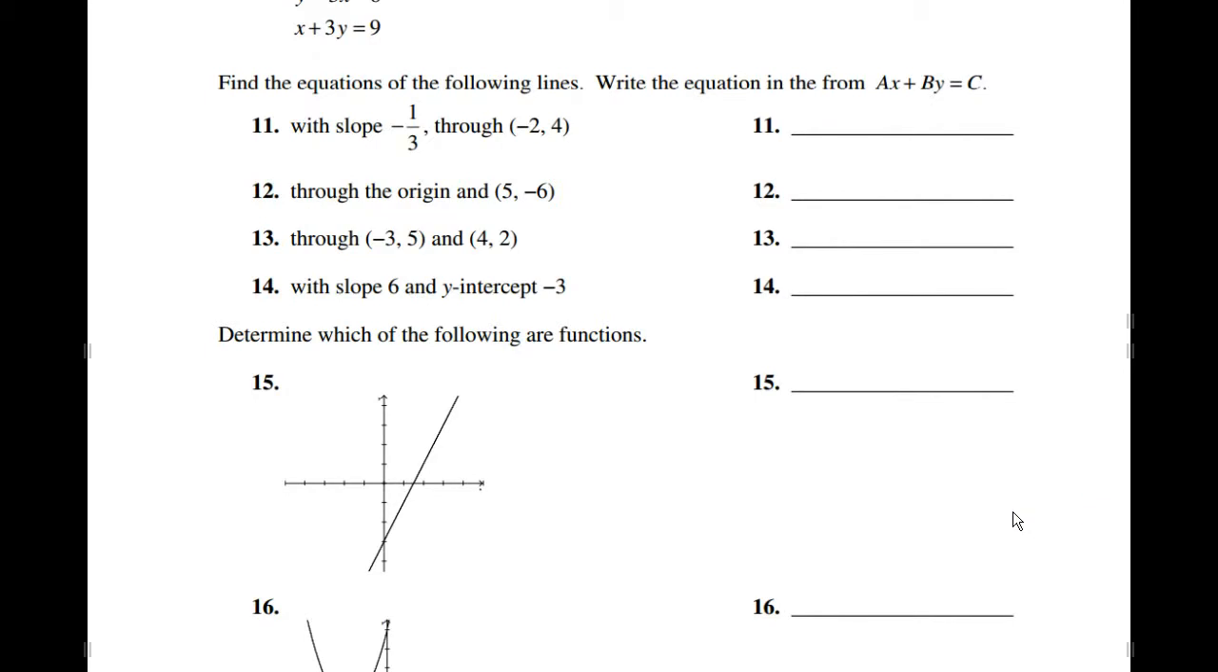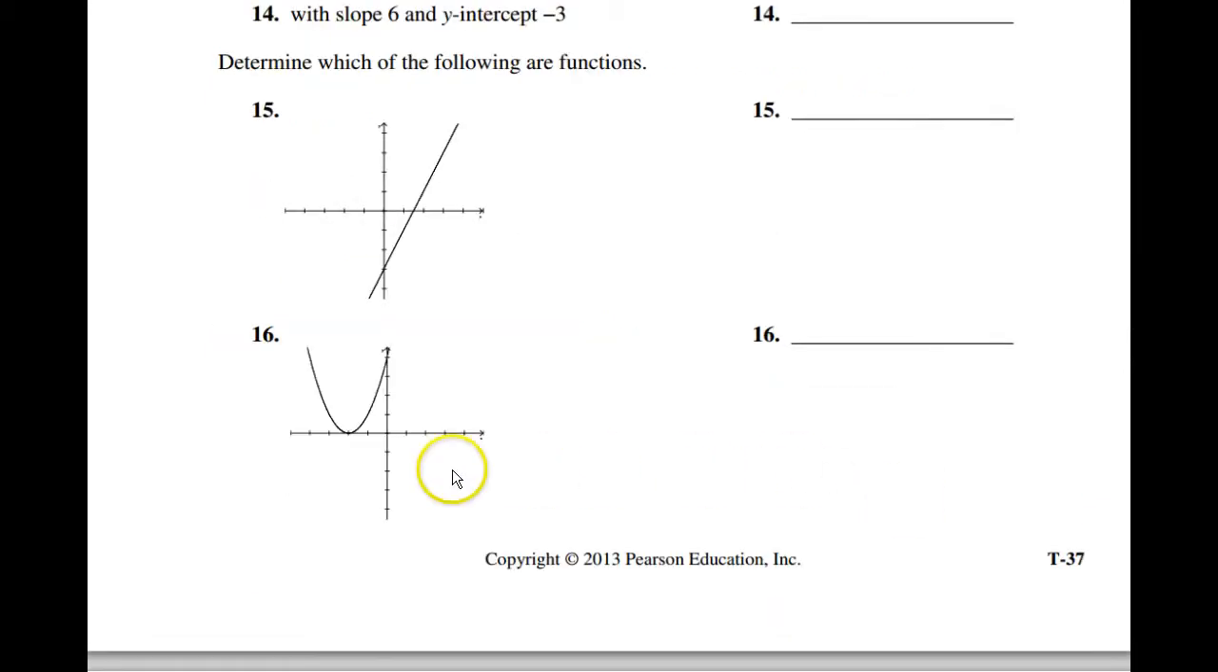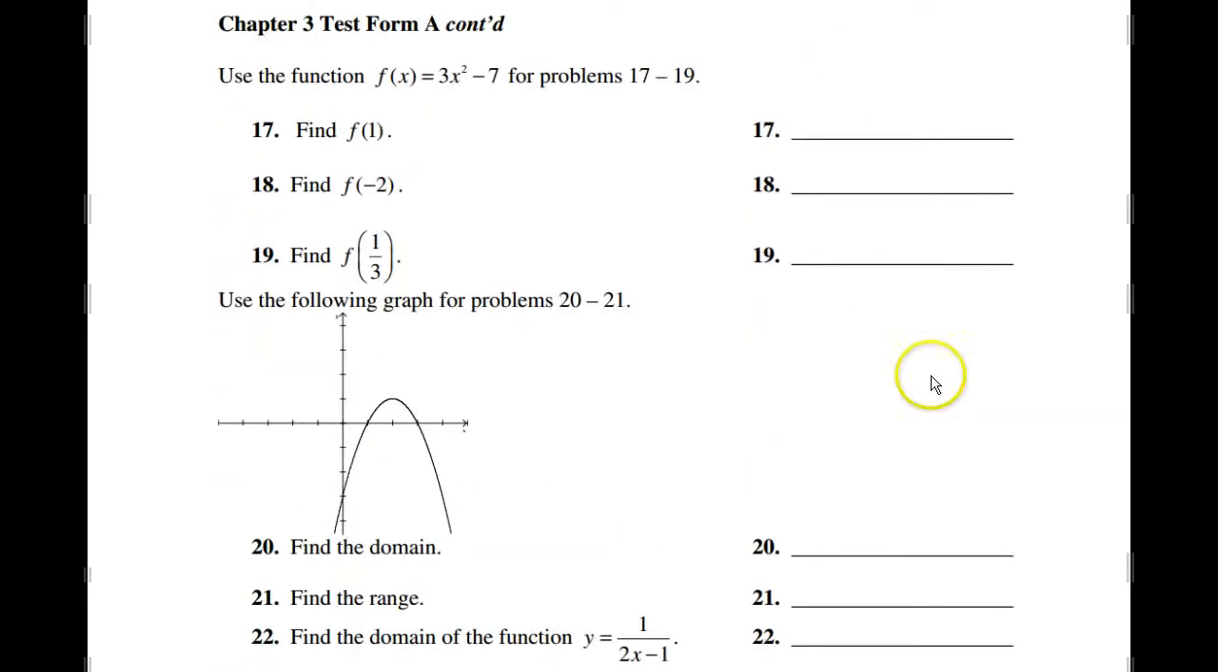Okay, let's go up here a little bit and see what's there. How about a parabola? Does a parabola pass the vertical line test? And the answer is yes. Okay, the use of function here. They want us to substitute into this function a 1 for our x. So I think I could do that mentally. 1 squared is 1. 3 times 1 is 3. 3 minus 7 is a negative 4 over here.